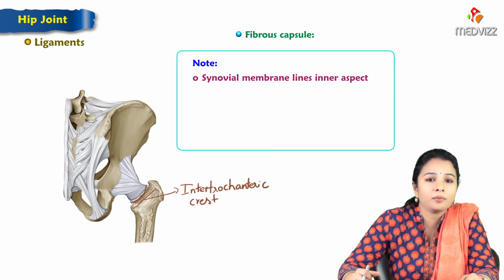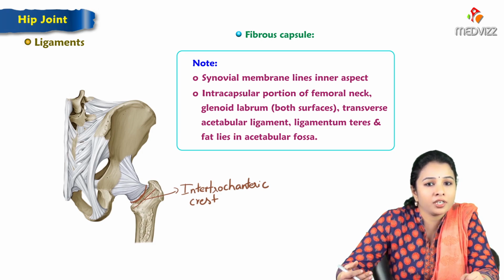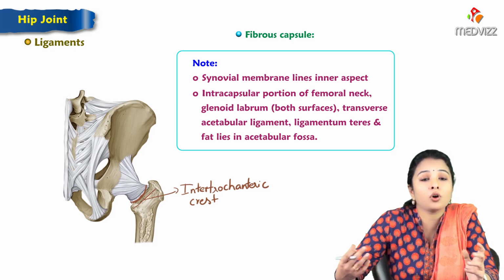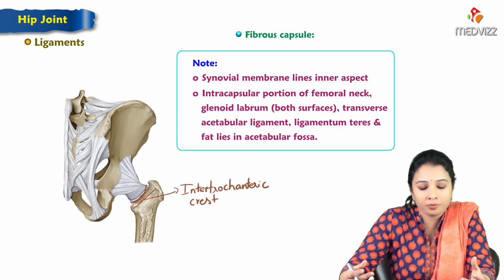The synovial membrane lines the inner aspect of the fibrous capsule. The intracapsular portion of the femoral neck, the acetabular labrum on both surfaces, the transverse acetabular ligament, the ligamentum teres, and the fat of the acetabular fossa are all enclosed within the fibrous capsule of the hip joint.